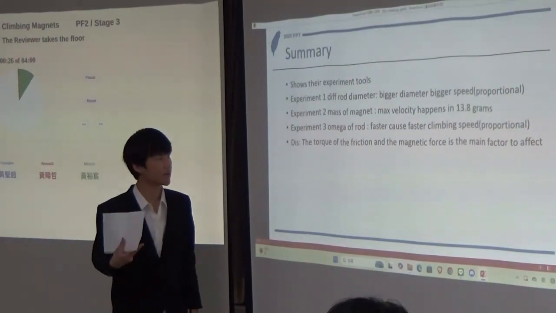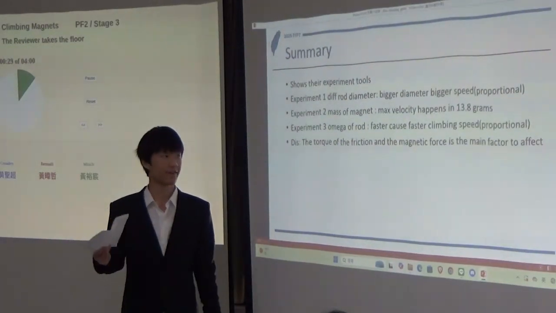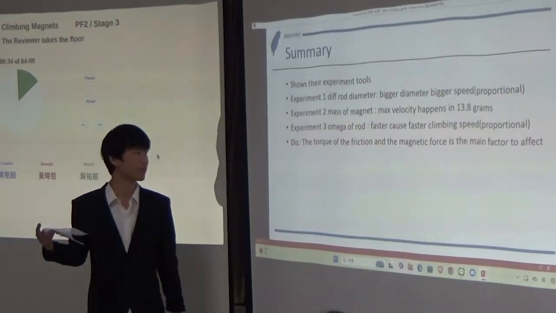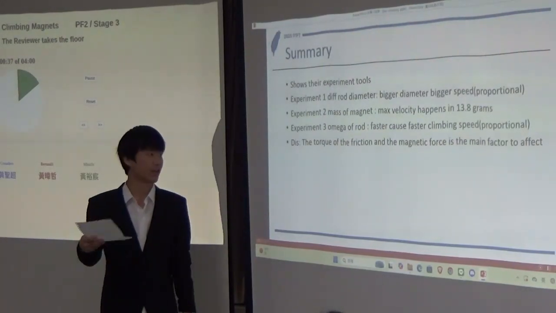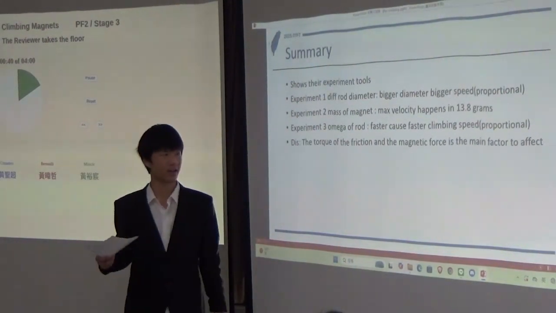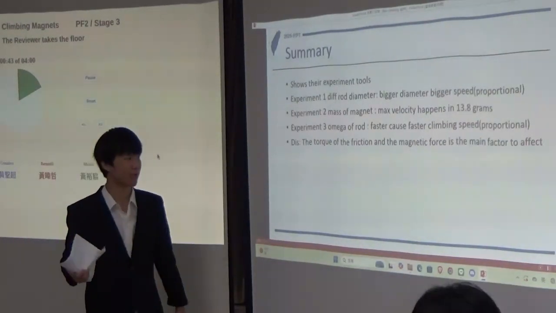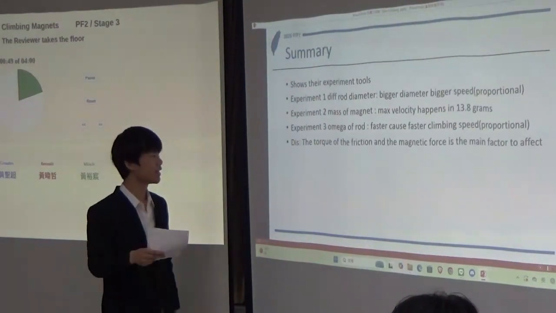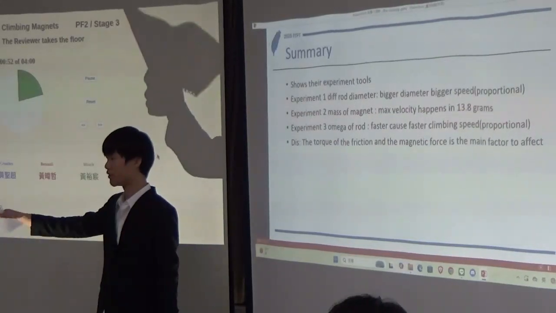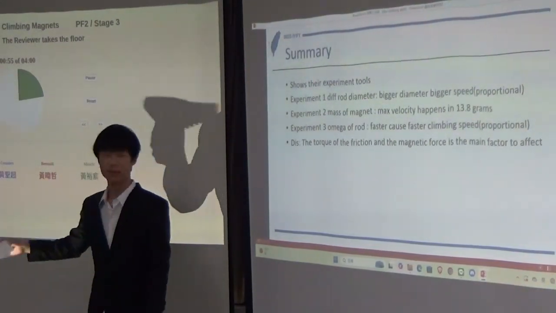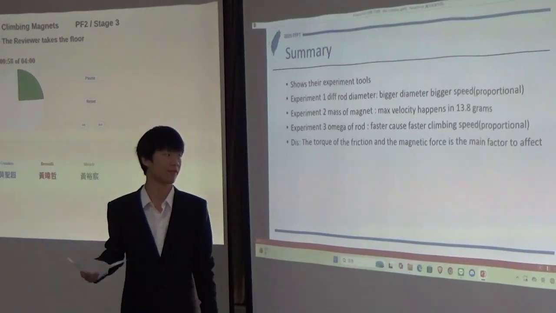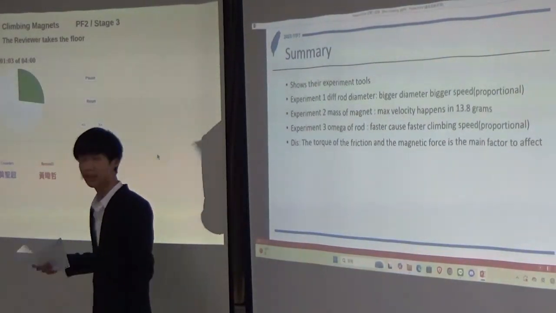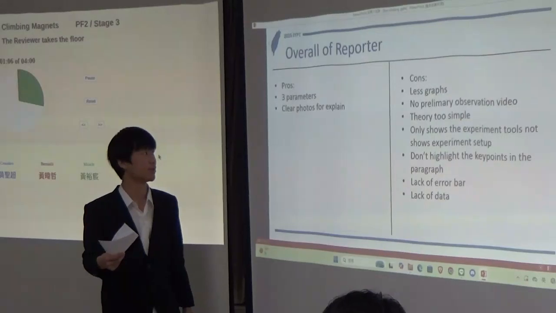The second experiment is the mass of the magnet. They found that a maximum velocity occurs. In the third experiment, they varied the angular velocity of the rod, and they found the climbing rate is proportional to the angular velocity. Then is the discussion of their theory. They think that the torque of the friction and the magnet and the gravity force is the main factor to the effect.